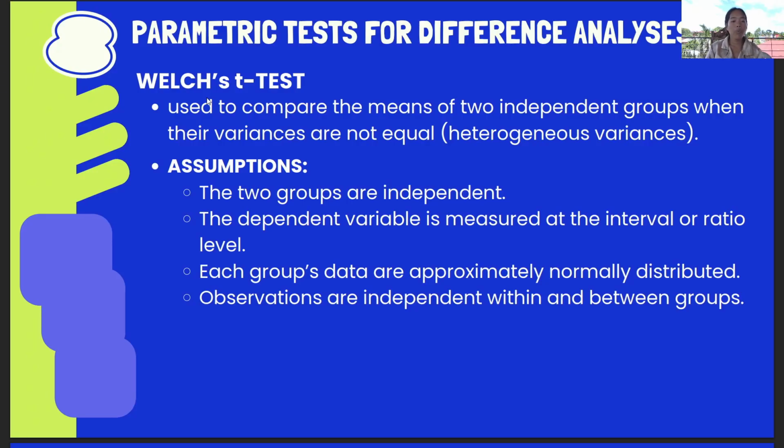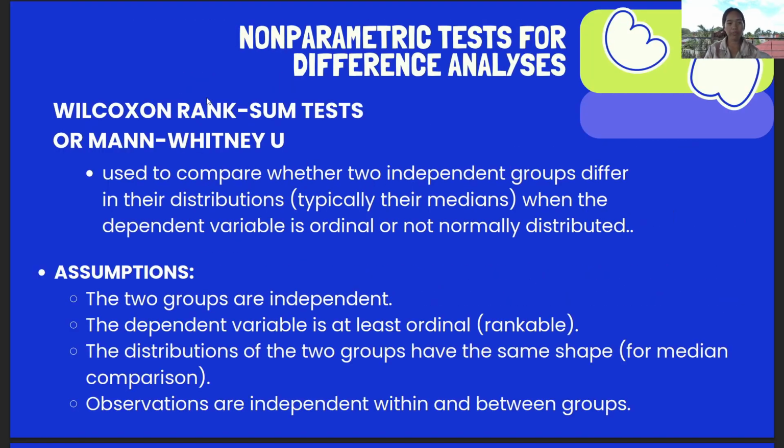We also have the Welch t-test. It is used to compare the means of two independent groups when their variances are not equal, or heterogeneous variances. We have four assumptions under this test. First, the two groups are independent. Second, the dependent variable is measured at the interval or ratio level. Third, each group's data are approximately normally distributed. And the fourth is observations are independent within and between groups.